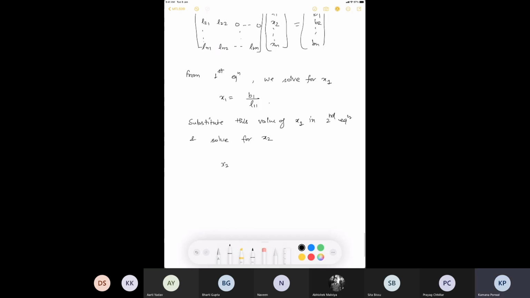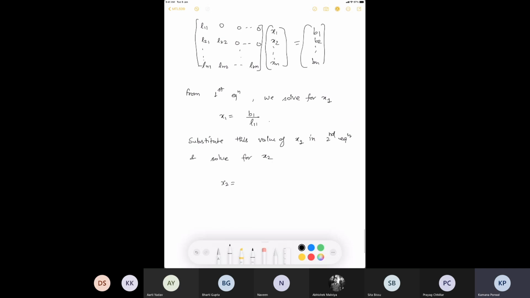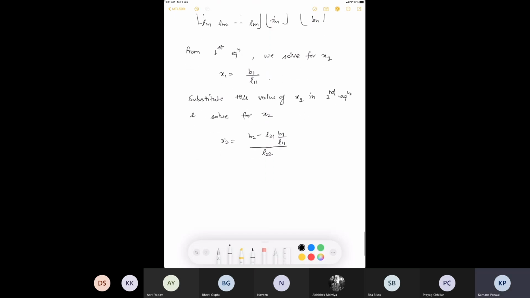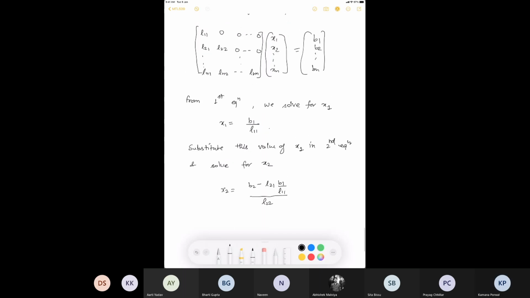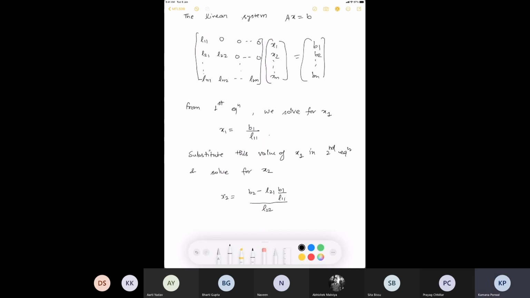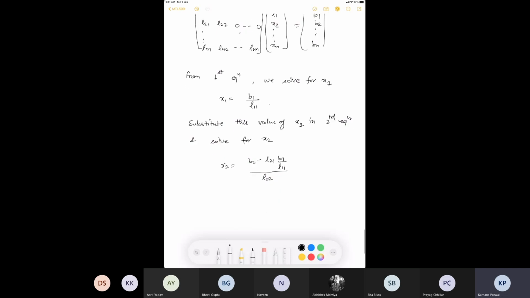So upon solving, we are going to get x2 as b2 minus L21 times x1. x1 is b1 divided by L11, and this completes divided by L22. Right? And we are going to repeat this process up to the last equation, right? So from the last equation, we'll be able to solve for the xn.